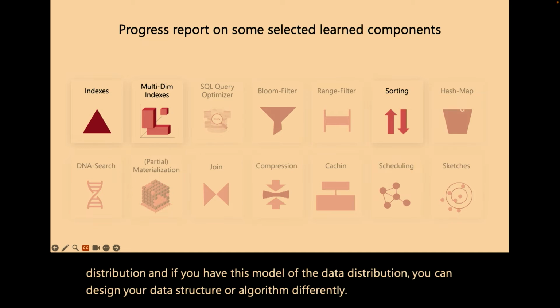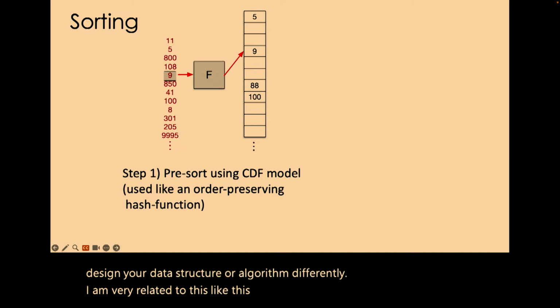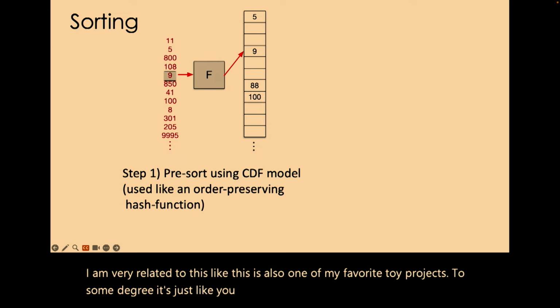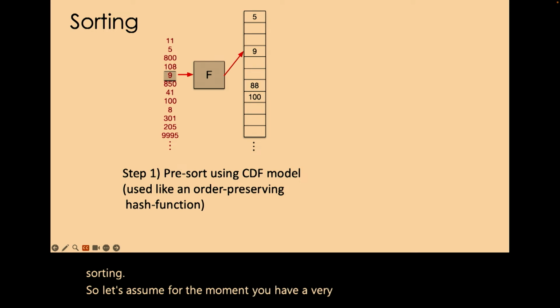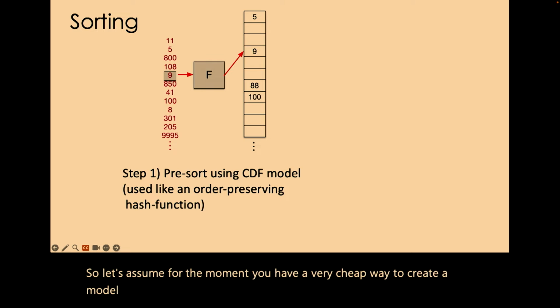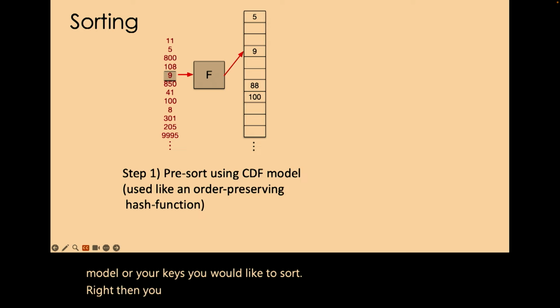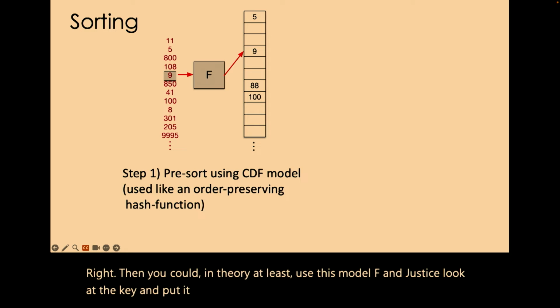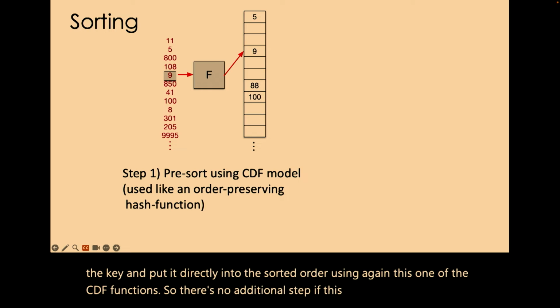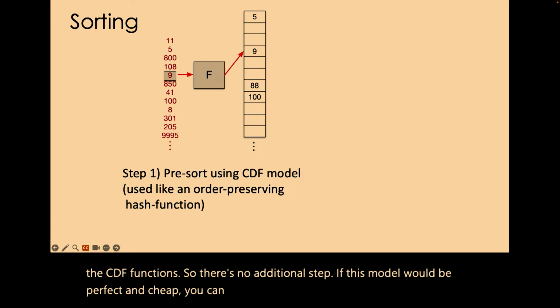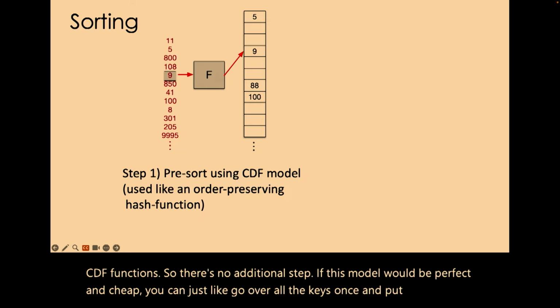Very related to this, and also one of my favorite toy projects to some degree, you can take the same idea to also improve sorting. So let's assume for the moment you have a very cheap way to create a model over the keys you would like to sort. Then you could, in theory at least, use this model F, look at the key, and put it directly into the sorted order, using, again, this model of the CDF function. So there's no additional step. If this model would be perfect and cheap, you can just go over all the keys once and put everything into place. So it's O of N sorting.